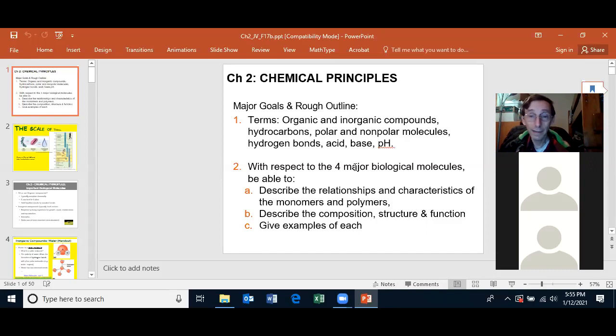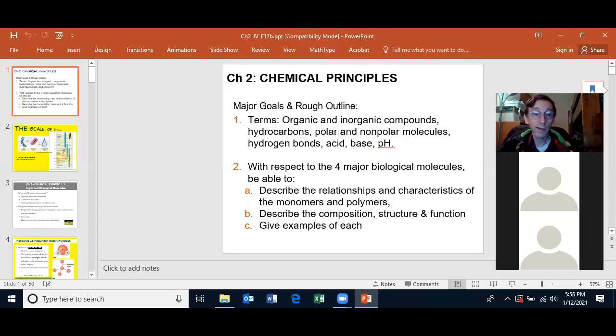So if you find it in a rock, it's probably from a fossil, okay? Something that was once alive. But you will not find these 4 major biological molecules on a rock from the moon. Be able to describe the composition, the structure, and the function of the 4 major biological molecules, and be able to give examples of each.